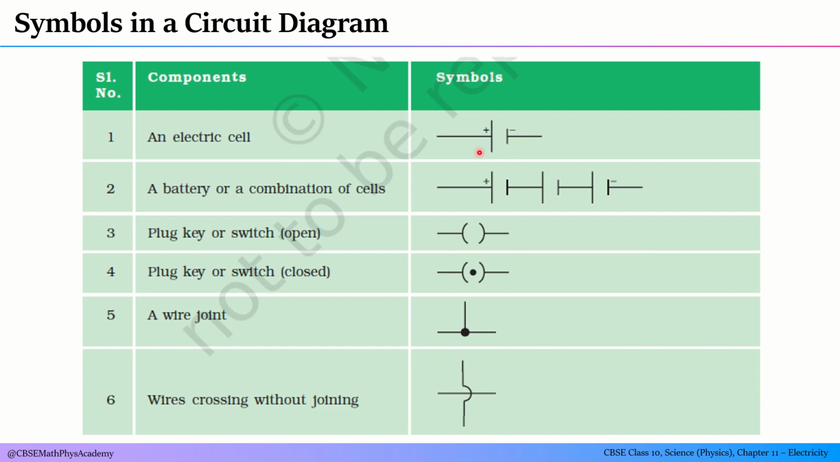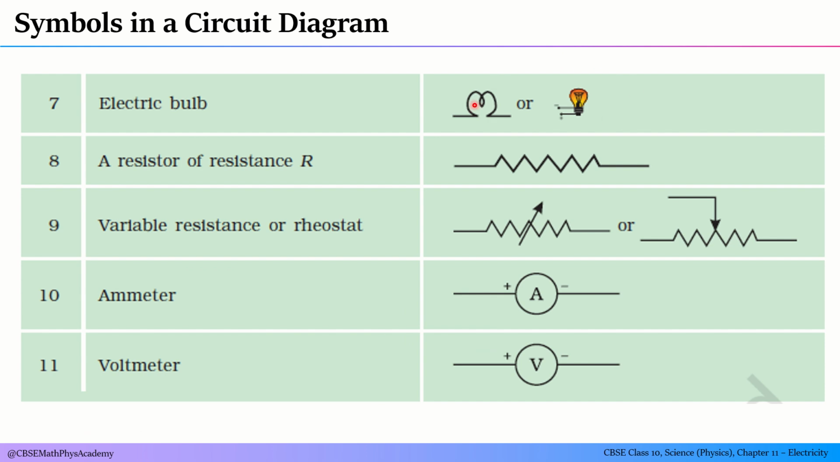You see, an electrical cell has only one cell, whereas a battery has a combination of multiple cells. Then plug or switch: when it is open, how it looks, when it's closed, how it looks. Closed means the circuit is closed or switched on and the current can flow. Wire joint, wire crossing without joining. Then electric bulb, it has a filament. So this is the symbol for a filament electric bulb. Then you have a resistor. A resistor also we'll be discussing in the subsequent videos. And a variable resistor is called a rheostat. This is the symbol for a rheostat. Ammeter, this is the symbol. Voltmeter, this is the symbol.